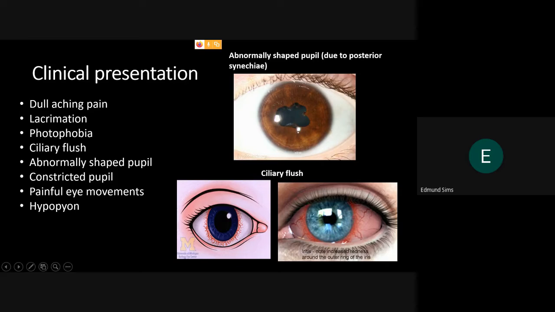You get painful eye movements, and then a hypopyon. So a hypopyon, I'll show you a picture later on, is basically inflammatory cells in the anterior chamber, and you get sort of like a line of it right at the bottom of the eye. So it's pus in the anterior chamber, basically.